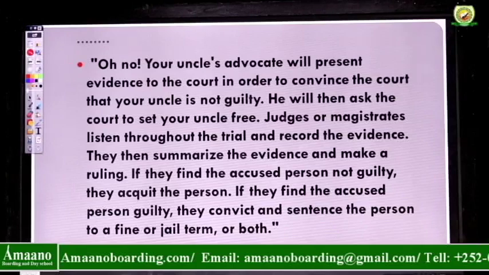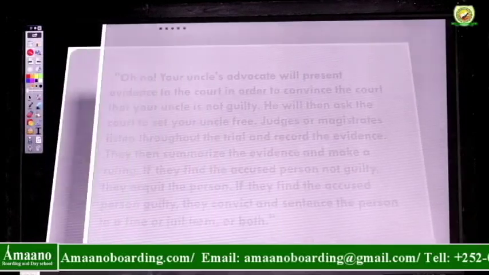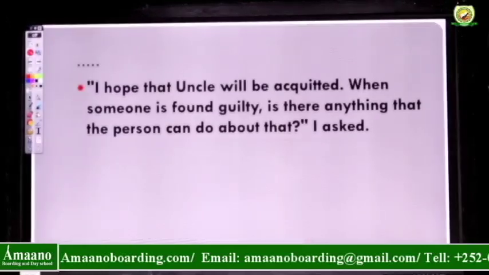If they find the accused person not guilty, they acquit the person. If they find the accused person guilty, they convict and sentence the person to a fine or jail term or both. I hope that Ango will be acquitted.